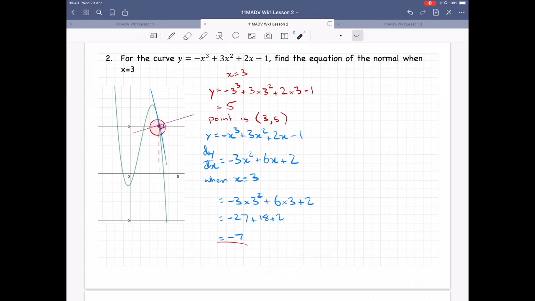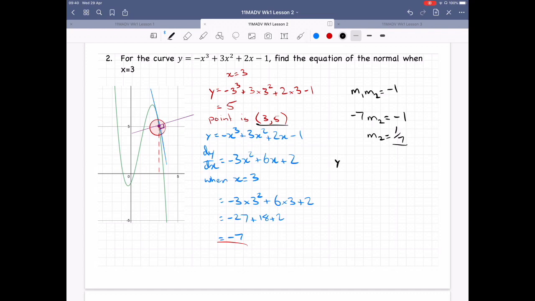So now that we know our gradient of the tangent, we can now use our perpendicular lines gradient formula to find our gradient of the normal. So we have negative 7 times m2 is equal to negative 1. So taking that across, m2 is equal to 1/7. So now we have our point and we have our gradient of the normal.